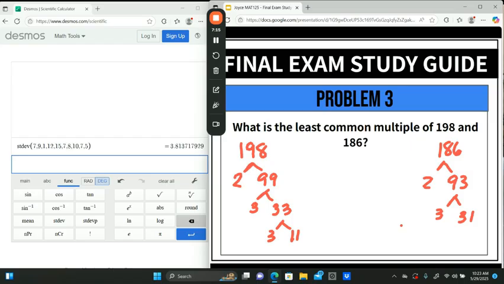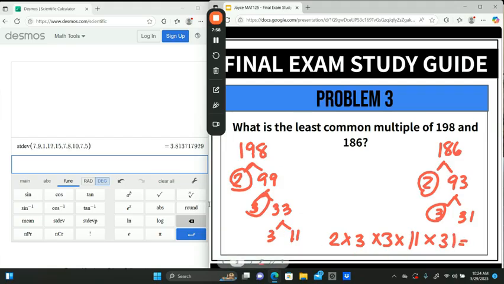Okay, so let's look at what is common here. We've got 2 and 2, 3 and 3. Because those are common, I only need to write them once. So the least common multiple, to find it, I can multiply 2 times 3, which is both of those. And then what's left? So times another 3 times 11 times 31.